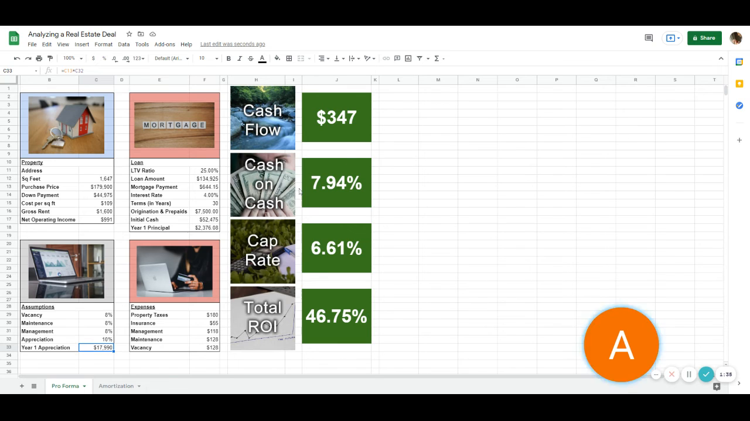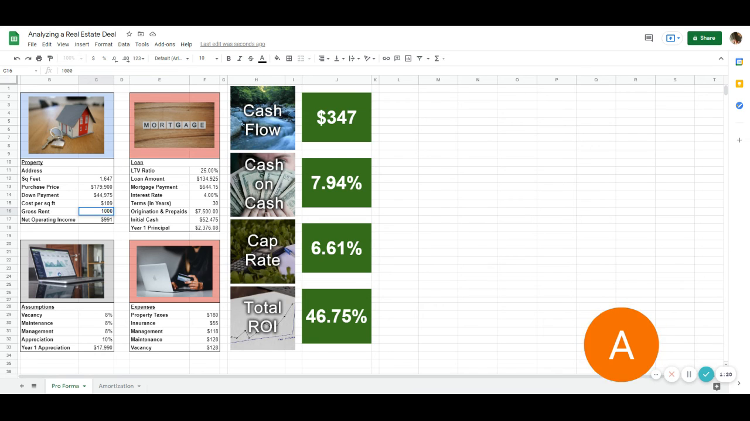It'll tell you your cash on cash, which is just how much money you're making divided by how much money you've put into the deal. You'll be able to see your cap rate and your total return on investment that factors in appreciation and principal paydown. Now, what happens if it's a bad deal?